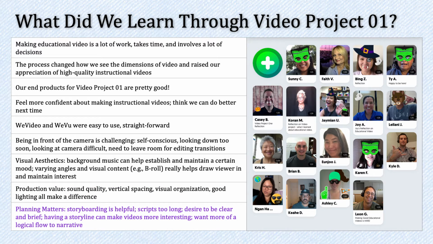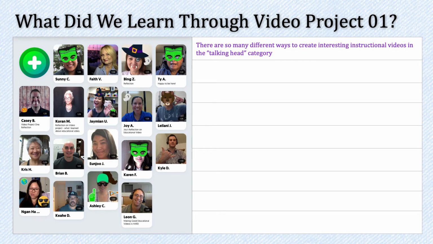Another point that many of you made is that planning matters. Storyboarding is really helpful. Some of you found your scripts way too long. Some of you realized that there's a real desire to be clear and brief. Having a storyline can make videos more interesting. And some of you shared that you would have liked to have more of a logical flow to the narrative. A few of you noticed that there were many different ways to create interesting instructional videos in the talking head category. We all kind of approached this particular assignment in different ways. So there's a lot of room for creativity with this particular assignment.